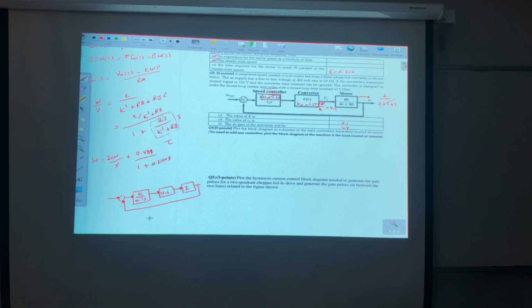Now, if I calculate the closed loop system, it will be what? It will be 9K over 0.9 S plus 9K. Now, I need the closed loop time constant, so I will call it tau C, equal to 0.02. So this must equal 0.9 over 9K. So if I do the math, K will equal 0.55.